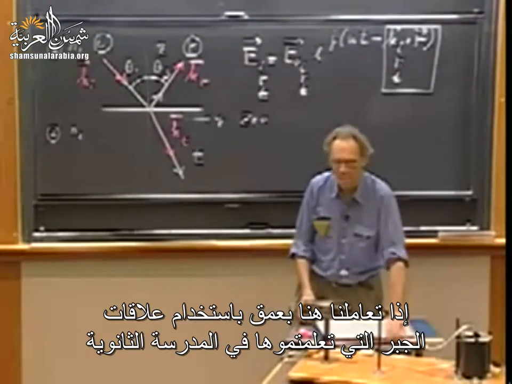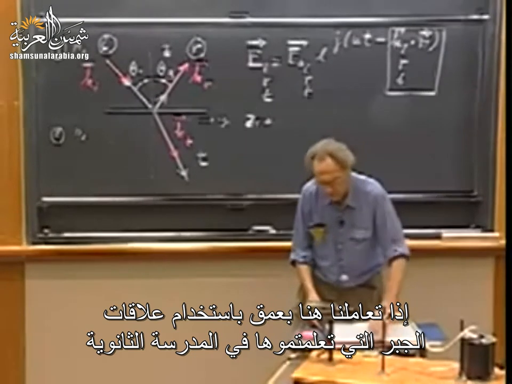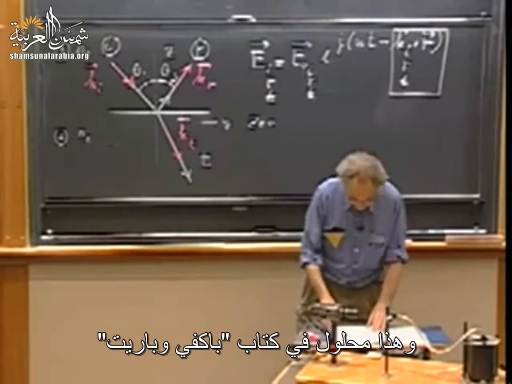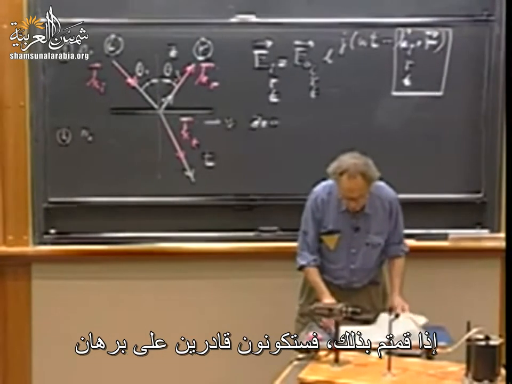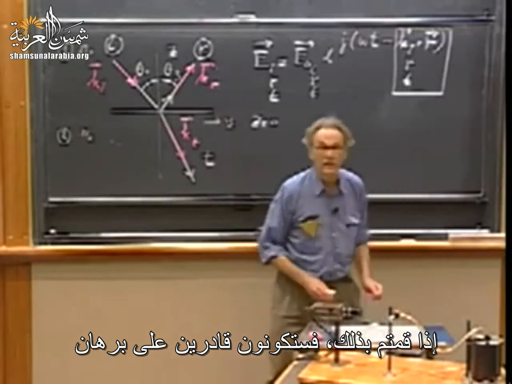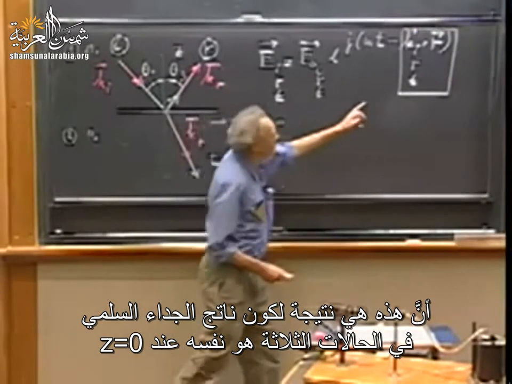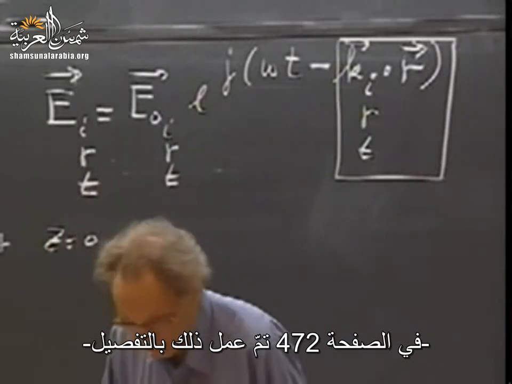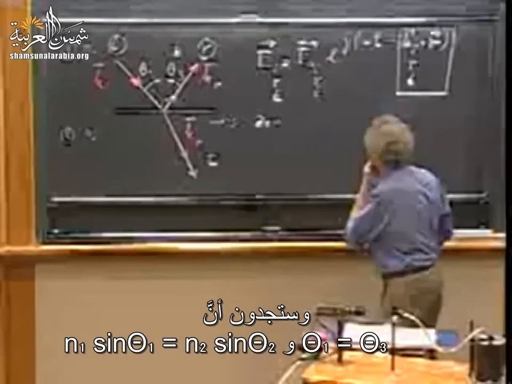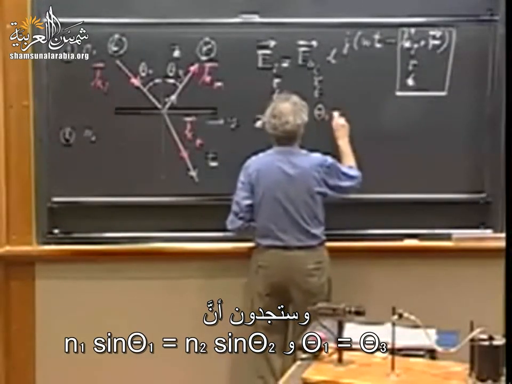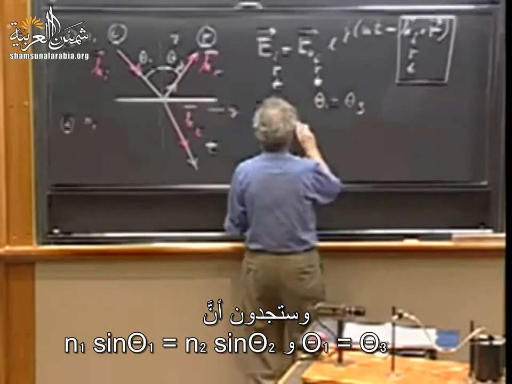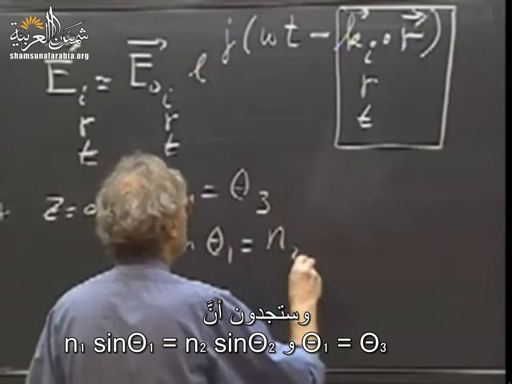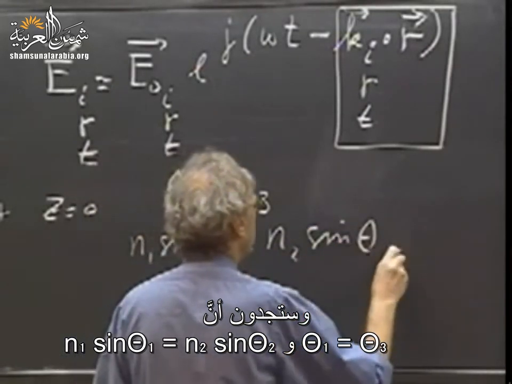If you massage this a little bit further, which is really not much more than high school algebra, but it is worked out in Beckefee and Barrett, you will be able to demonstrate the consequence of the fact that these three dot products are the same at z equals 0. On page 472, this is worked out in great detail. You will find then that theta 1 is theta 3, and that n1 times the sine of theta 1 becomes n2 times the sine of theta 2.